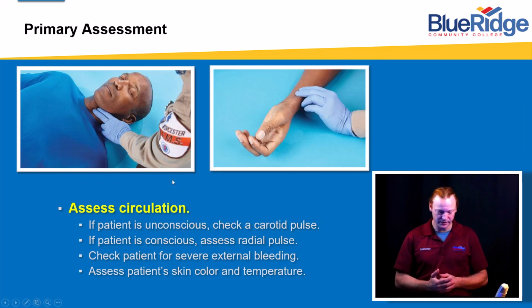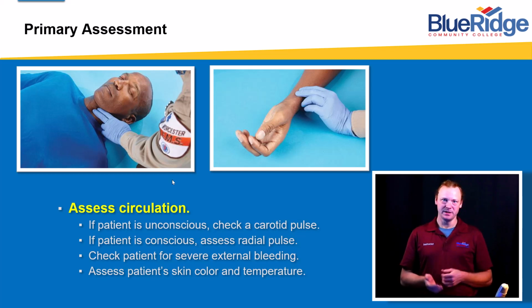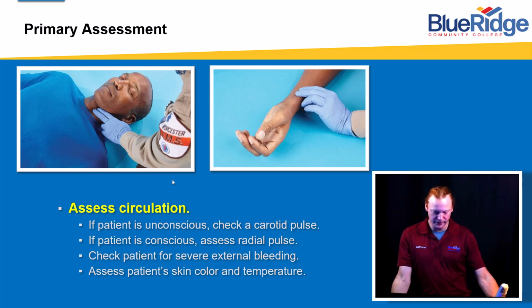Assessing circulation. If the patient is unconscious, we're going to check for a carotid pulse. If the patient is conscious, we're going to assess the radial pulse. It's very intimidating to just walk up to a conscious person and grab hold of their neck. Also, with an unconscious person, in the event that they have a decreased blood pressure or pulse rate, it's kind of wasting time to go for a radial pulse. We're just going to go straight to the carotid, where it's going to be a stronger pulse to assess that circulation. We're going to check the patient for severe external bleeding and then assess their skin color and their temperature.